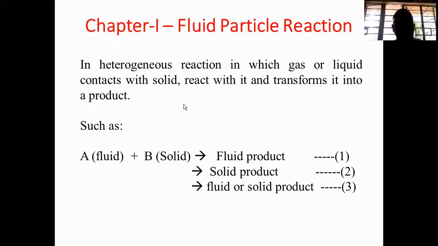A heterogeneous reaction in which gas or liquid contacts a solid and reacts with it and transforms it into a product. In the reaction shown here, A is the fluid and B is the solid. Three types of product may be formed during the reaction. One is a fluid product: suppose gas reacts with the solid and gas is formed. Another is a solid product, and another is a fluid and solid product. So these three types of products are formed.